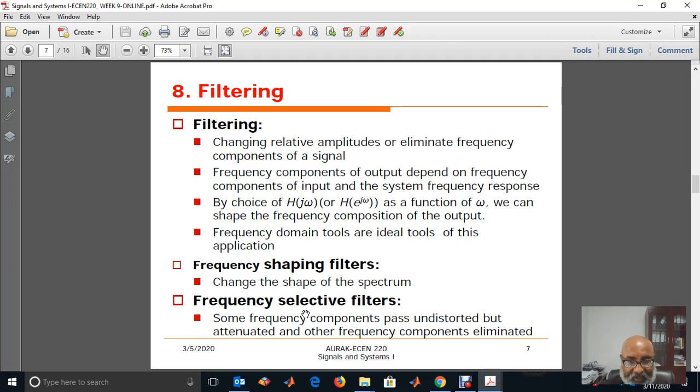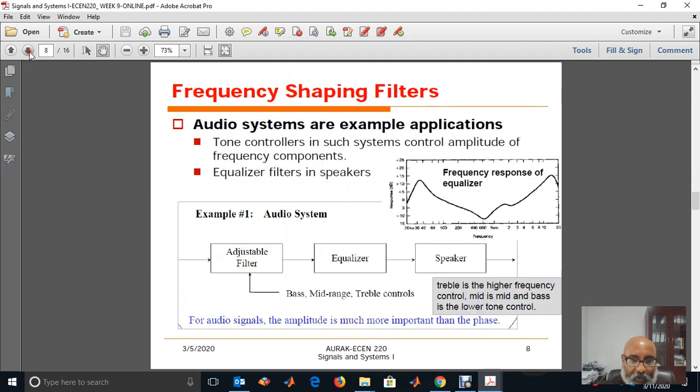Frequency selective filters only pass certain frequency components undistorted, and they eliminate certain frequency components. They pass certain frequencies without distortion or without attenuation, and they eliminate other frequencies. This is a frequency selective filter.